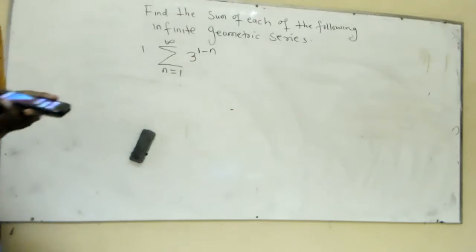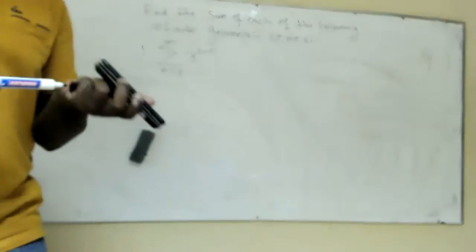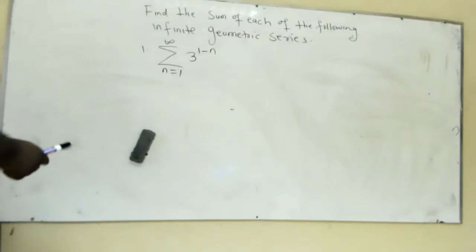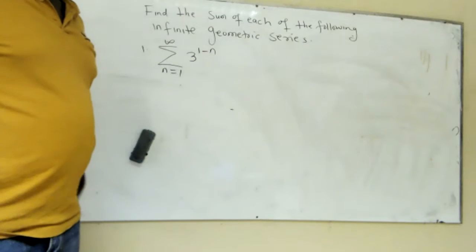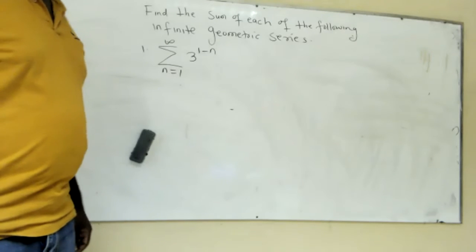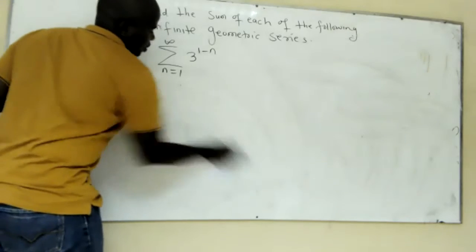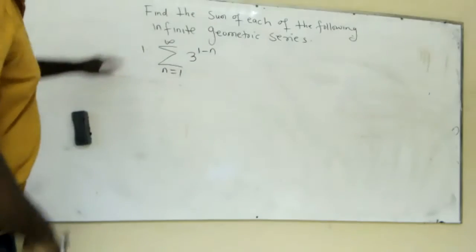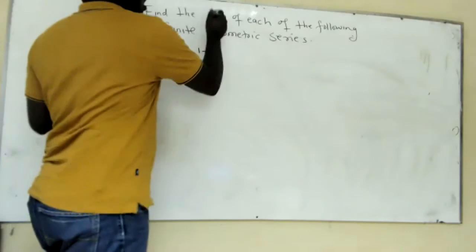That is the question we have on the board. Now, let me summarize the question for you so that you don't see it as a difficult question. It's not difficult. So now, let me explain to you what we have. So the question requires us to find the sum.